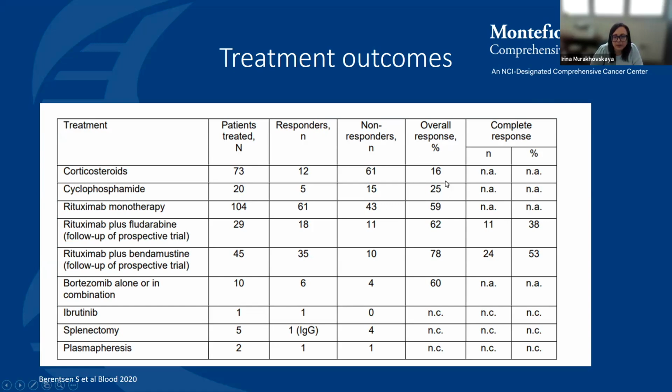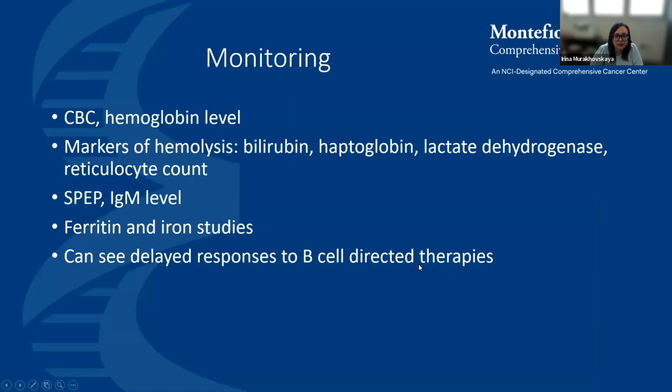Similarly, cyclophosphamide therapy was associated with a 25% response rate with no complete responses. Splenectomy has not been effective as well. We've discussed the rituximab and the bortezomib data.